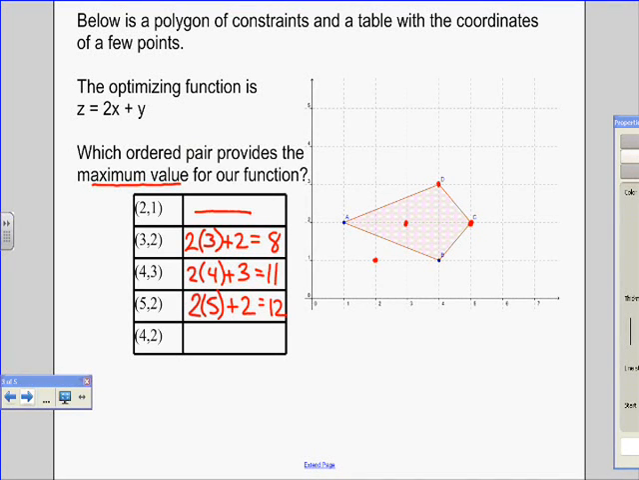And our last one, 4 and 2, is inside of our polygon. We end up with 2 times 4 plus 2. Why am I always choosing plus 2? All right. Which gives us 10. So if we're trying to choose which of our ordered pairs gives us a maximum value, it's actually going to be right here, that point 5 and 2, which is one of our vertices.